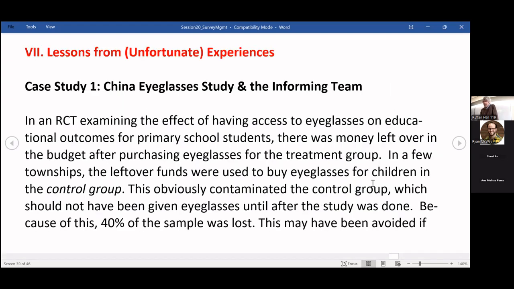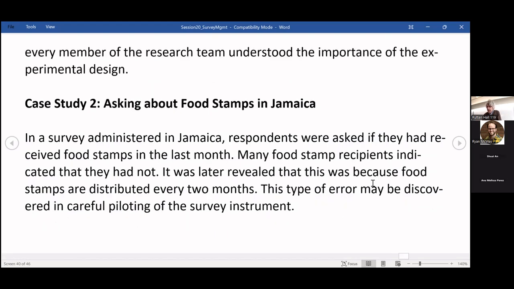Okay. The last part of this gives you some quick examples of things that go wrong. First one is a paper I did on eyeglasses in China, where there was money for the eyeglasses, and it turned out that there was some leftover money. And so some of the teams, the eyeglass distributing people, started giving eyeglasses to the control group. So that messed up about 1/3 of our sample. Actually 40% of the sample was lost because of this. And it's because they didn't really understand that we really needed a control group.